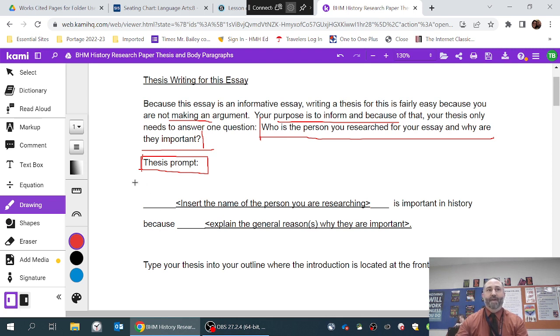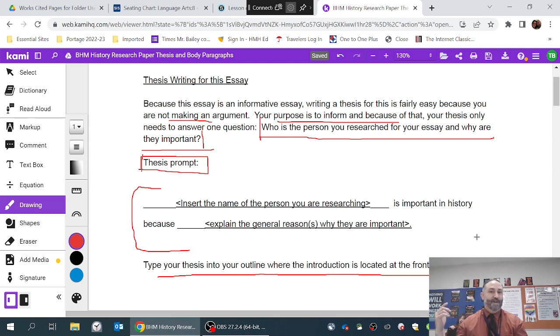Now, my students later on here are going to actually write their thesis just like this, but it says type your thesis into your outline where the introduction is located. So in the outline that I provided for you, you're going to open up that document in a minute, and you're literally going to type where the bold lettering is. You're going to type your thesis exactly with that formula in mind. So that's step 1 of today's lesson.